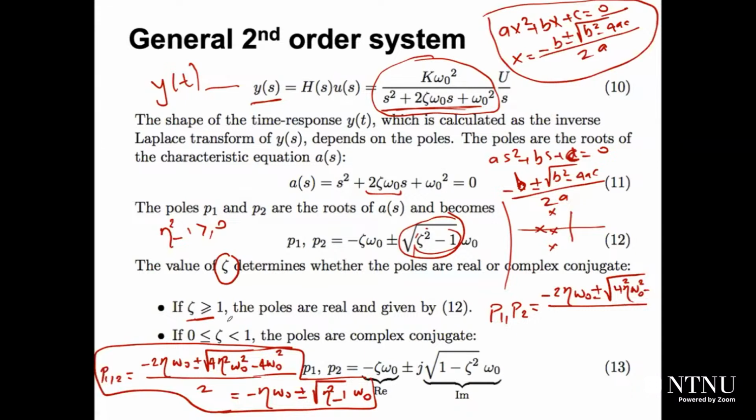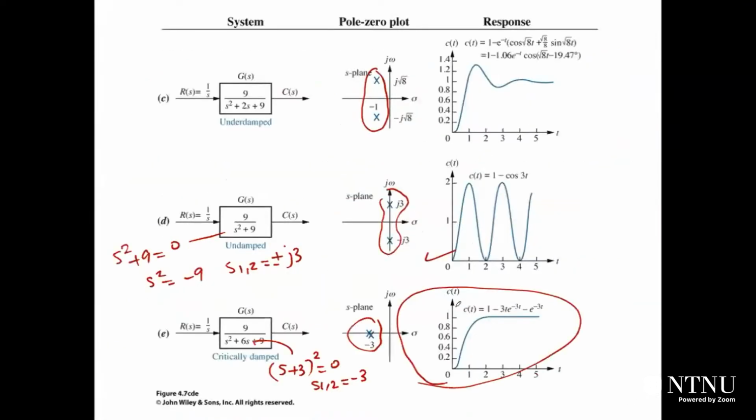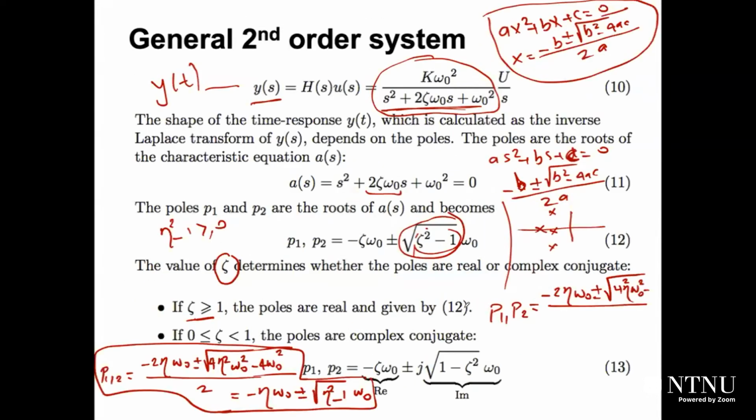So when zeta is greater than or equal to 1, the poles are real. So in this case, you have two options. Your response will be either critically damped or overdamped. So in this case, you have two options: overdamped or critically damped. Right? You have those two options.